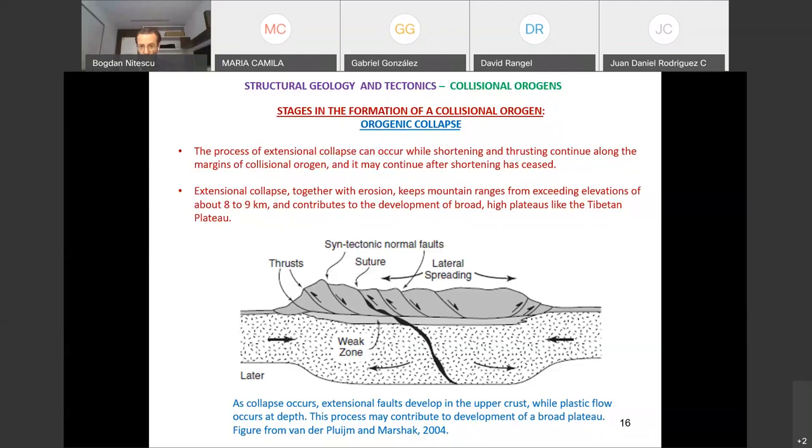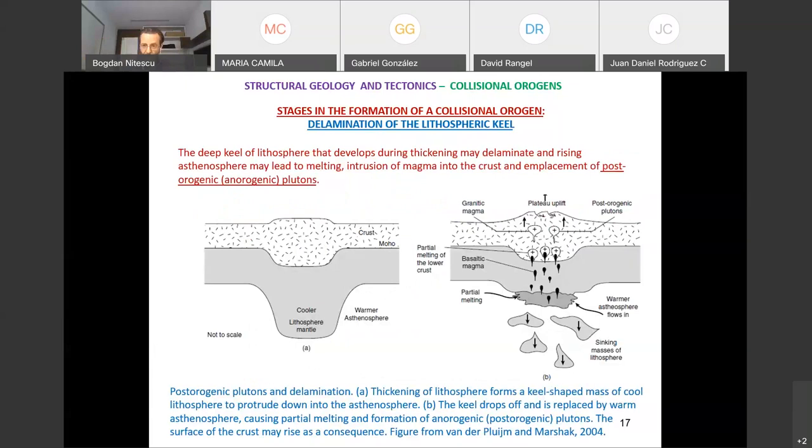All right, so a very famous region that undergoes extensional collapse is the Tibetan Plateau. It's a high plateau, the same as the Altiplano in the Andes. These are regions that become so thick and they suffer some collapse. Now, there is another stage in the life of these collision orogens, and this stage is called the delamination of the lithospheric keel. The lithospheric keel is this kind of thick part of the lithospheric mantle under the orogenic belt.